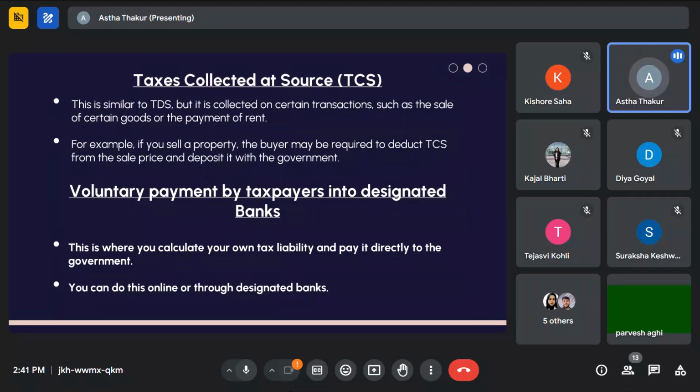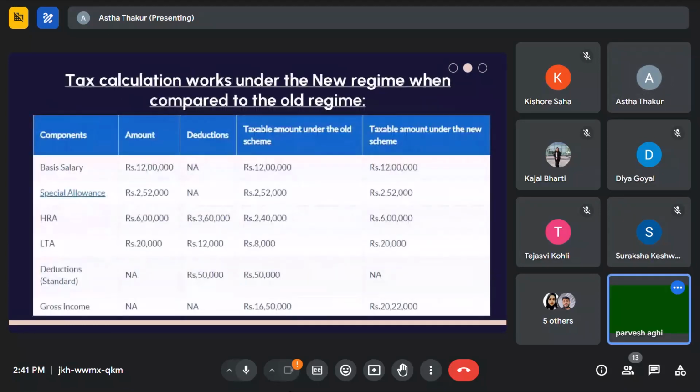The second one being voluntary payment by taxpayers into designated banks. This is where you calculate your own tax liability and pay it directly to the government. You can do this online or through designated banks as well. Moving forward, Anuj will take over.